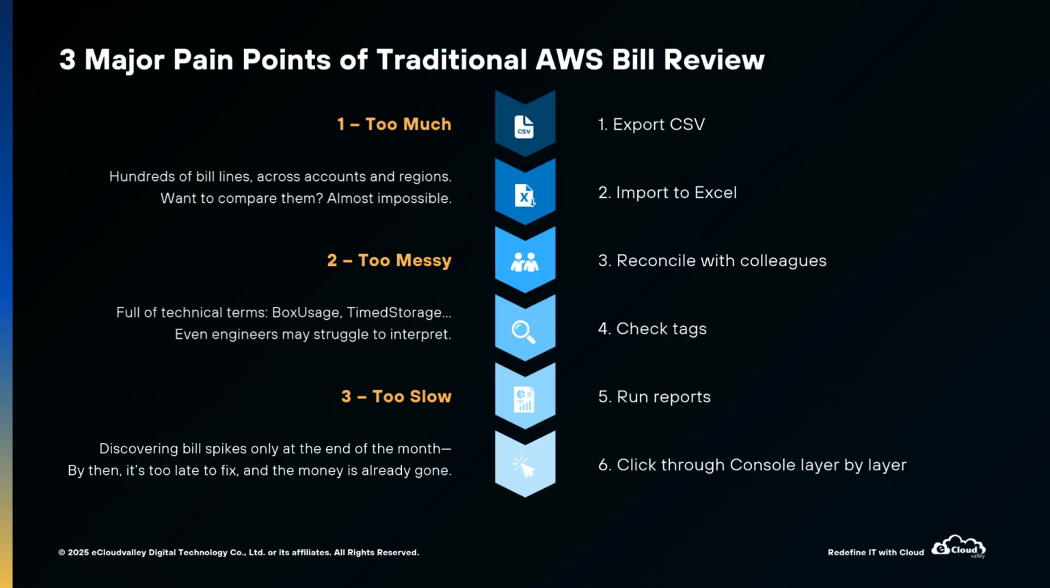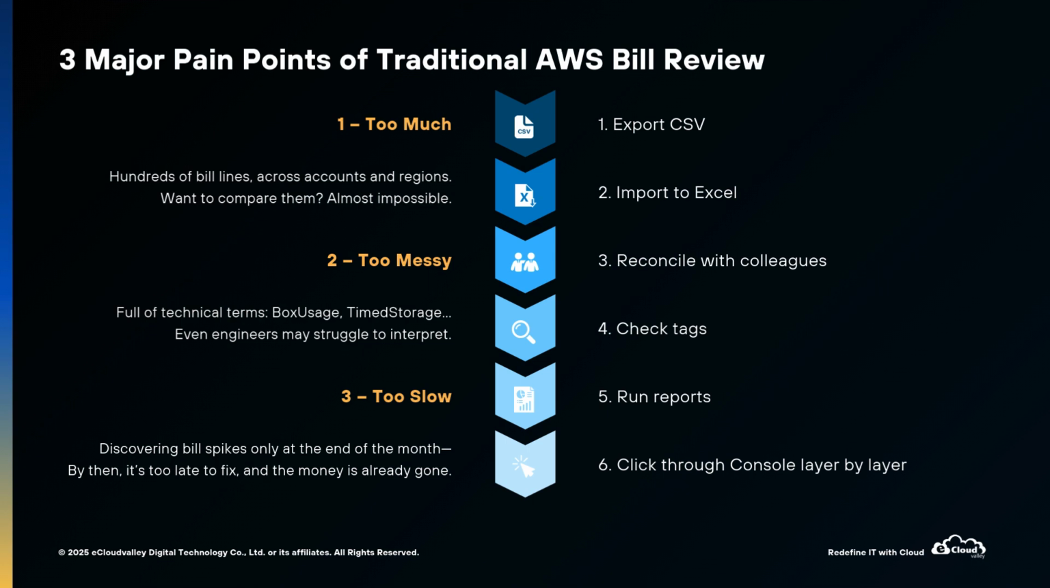You might be thinking, can't I just open the bill and go through it slowly? The traditional approach usually goes like this. Export a CSV file, throw it into Excel, reconcile line by line with colleagues, check tags, run reports, and click through multiple layers in the AWS console.